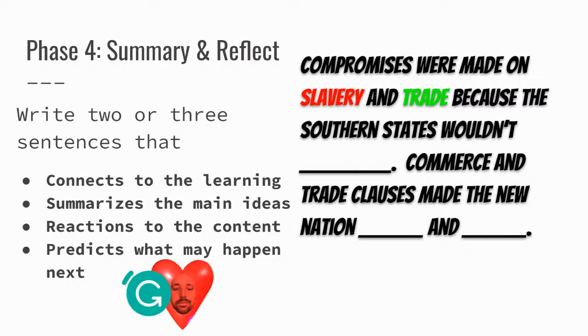All right, so the compromises were made on slavery and trade because the southern states wouldn't ratify the Constitution. Okay, they wouldn't have approved the Constitution if they didn't get their needs met. Commerce and trade clauses made the new nation stronger and unified. All right, so that's it. If you need to go back and rewind, please do. Now you have the notes.